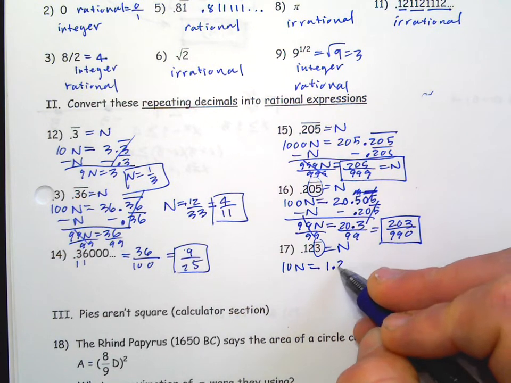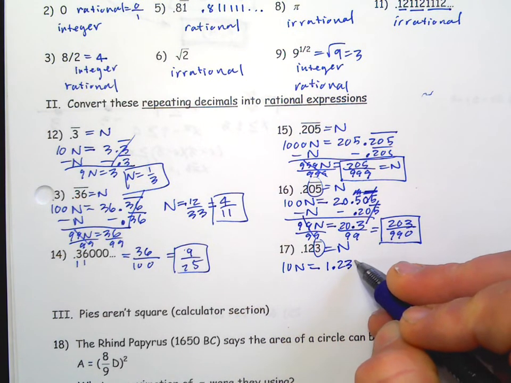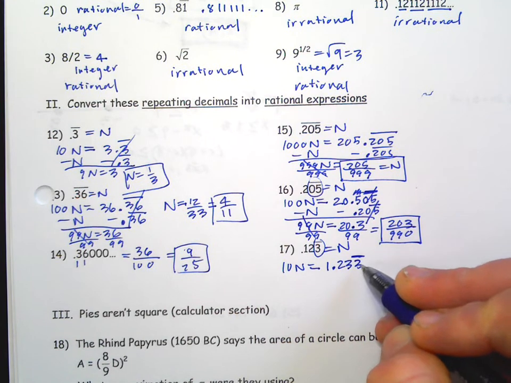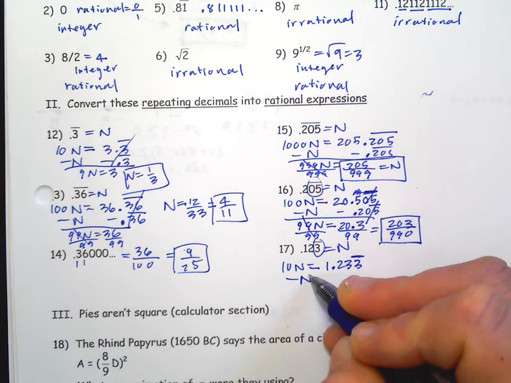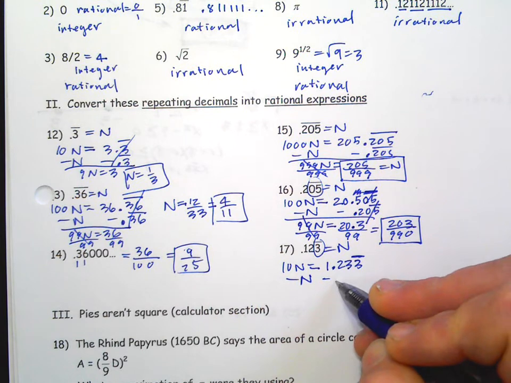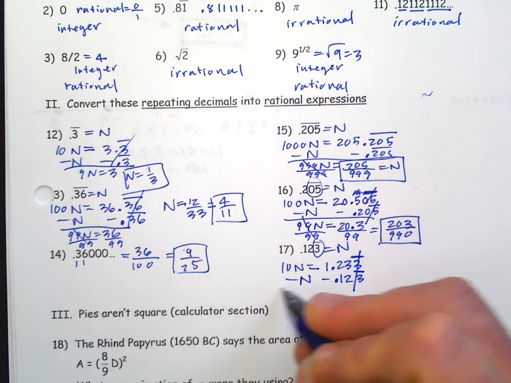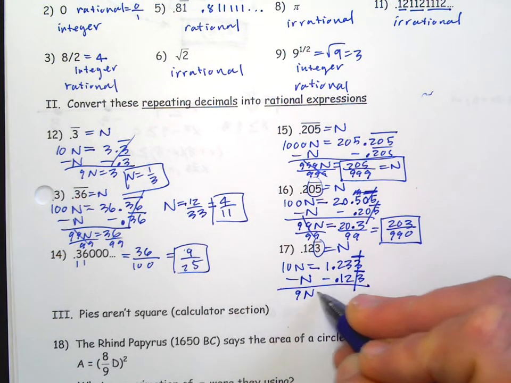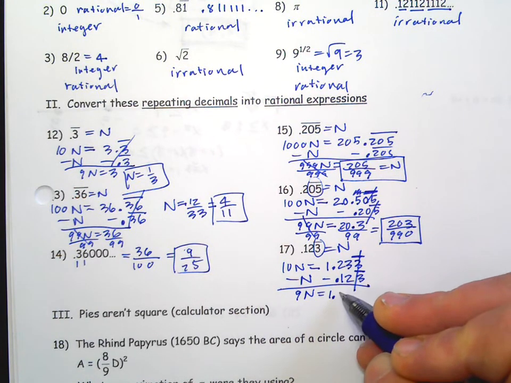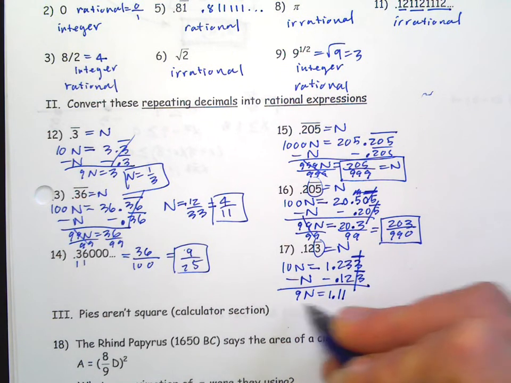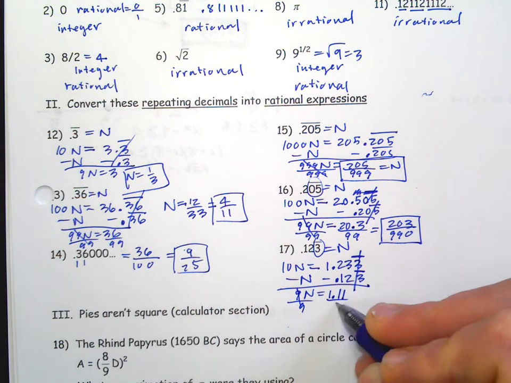So it's going to be 1.233 repeating. You want the repeating 3 to be there so that when you subtract n, the repeating part of the original n lines up nicely. Okay, so then we have 9n equals 1.11. And then we divide both sides by 9.